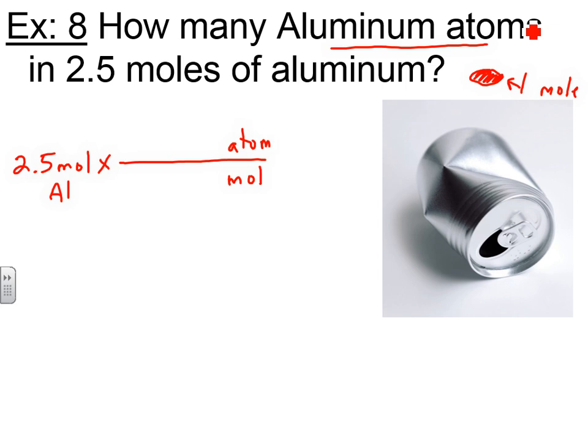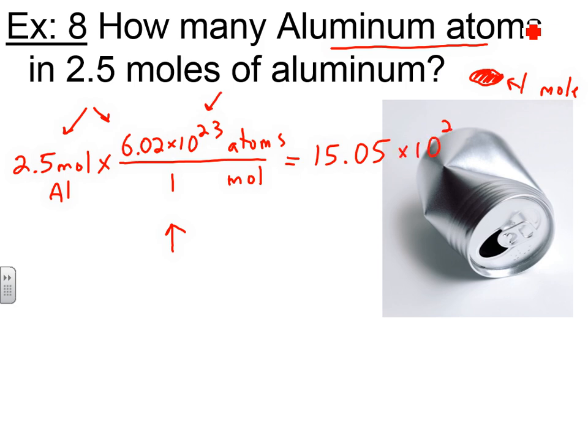Now, our relationship, our conversion factor between atoms and moles, is that 1 mole is that big number, 6.02 times 10 to the 23rd atoms. So essentially what you'll have to do is multiply 2.5 by 6.02 times 10 to the 23rd. If you want, you can simply multiply 2.5 by 6.02, which will give you 15.05, and then you can add the times 10 to the 23rd.